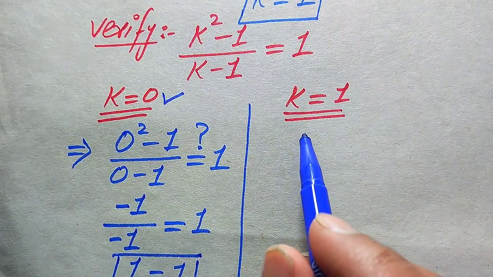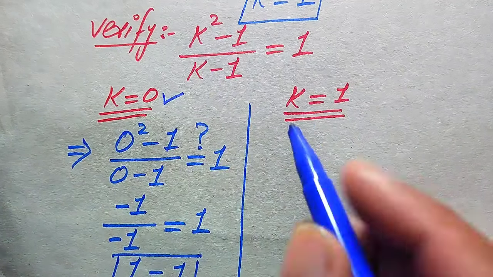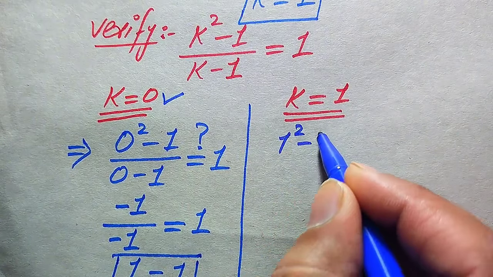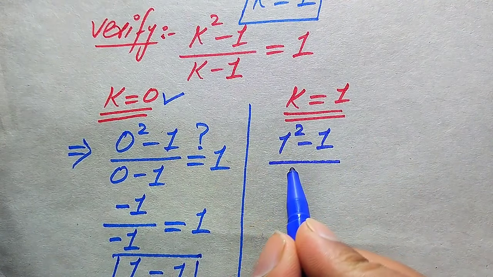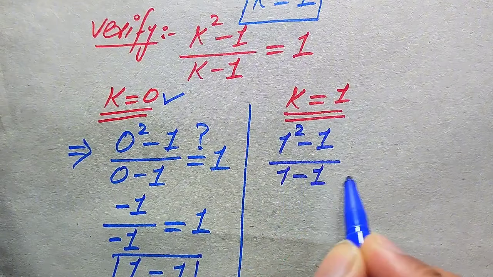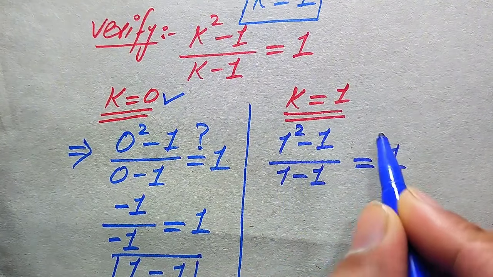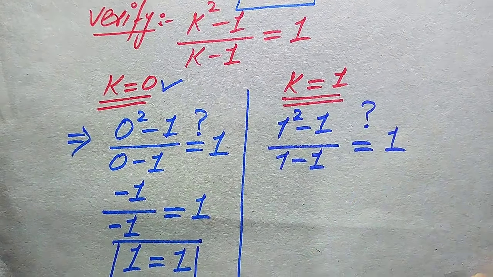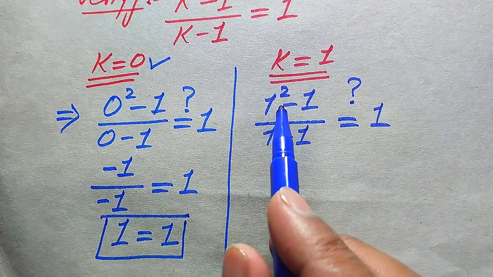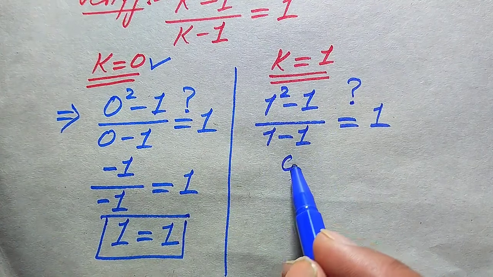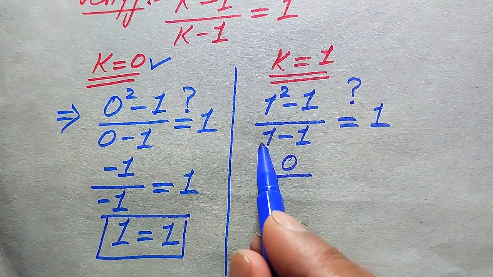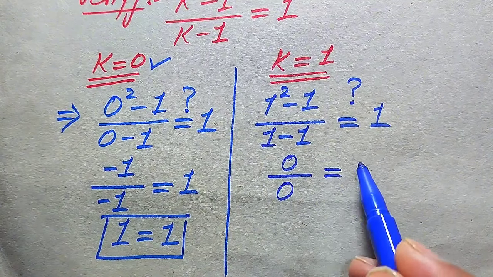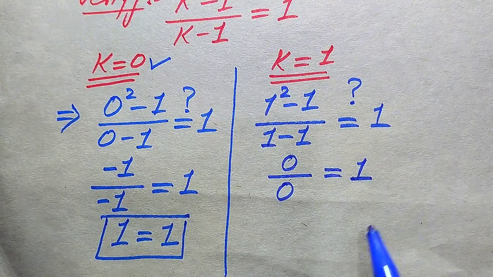Now in the same pattern we need to verify the second value of k. So when you put it here, it becomes 1 square minus 1 divided by 1 minus 1 equals 1 or not. This is our claim. And now again you see here 1 square becomes 1, and 1 minus 1 becomes 0, divided by 1 minus 1 is also 0, equals 1.